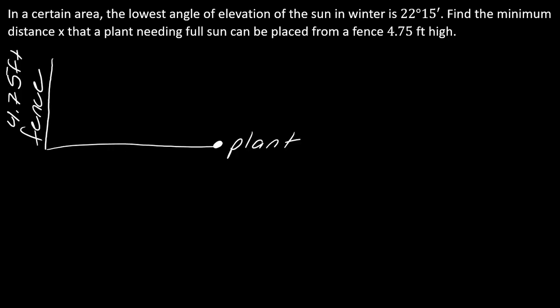Okay, so I've got the fence, and it's a 4.75 feet fence, and then I've got the plant sitting somewhere behind the fence. And the goal here is I've got this angle, so the sun is going to come up, and I know that the angle of elevation that the plant makes to the fence is going to be this 22 degrees and 15 minutes. So what I want is to figure out how I ensure from this information that my plant can be placed at the appropriate distance. So I'm really looking for this distance here, so we'll call it x.